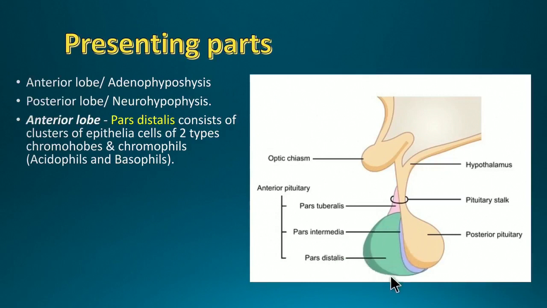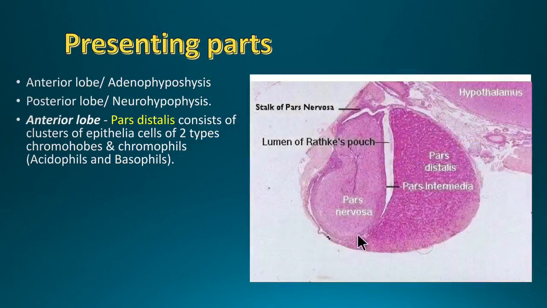Now if you look at the cells of the pars anterior, so that is your pars nervosa with unmyelinated axons, and here you are able to see the pars intermedia made up of a lot of epithelial cells, and within that you see reticular fibers with sinusoids and fenestrated capillaries. Capillaries with pores are called fenestrated capillaries. Here two types of cells you come across, mainly chromophils and chromophobes.